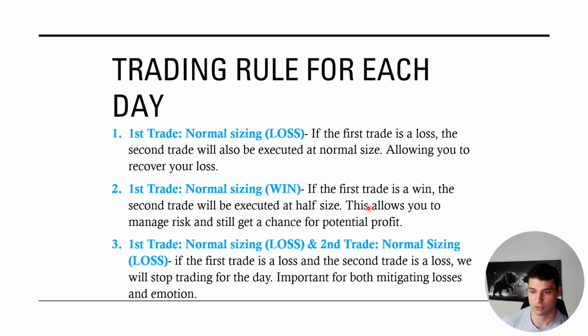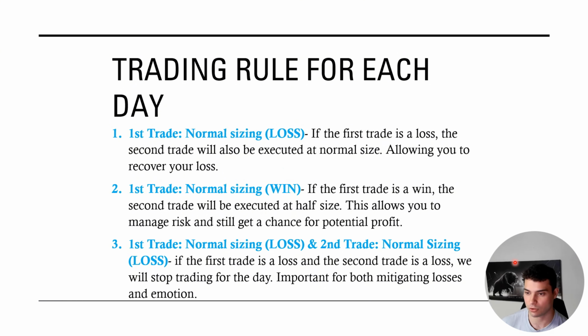But let's say the second scenario, right? Our first trade is normal size still, and it's a win. If the first trade is a win, if I gain profit, if I'm green on the first trade, the second trade will be executed at half size. I'm not going to go in full size on my second trade if I win my first trade, for two reasons. All right, I want to manage my risk on the second trade because I won my first trade. I'm still wanting potential profit from the second trade, but I don't want to become red on the day.